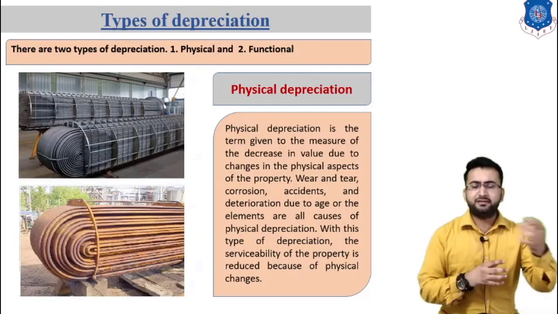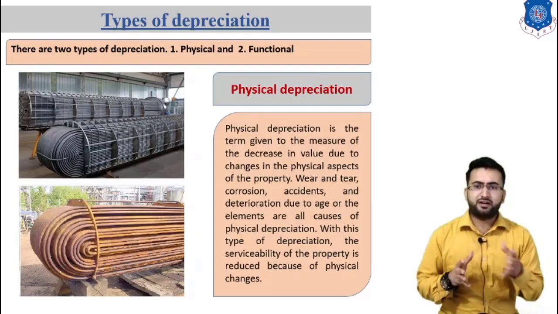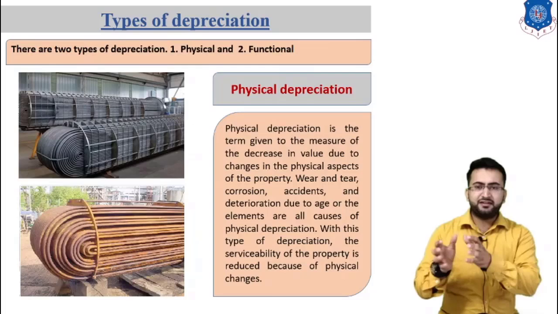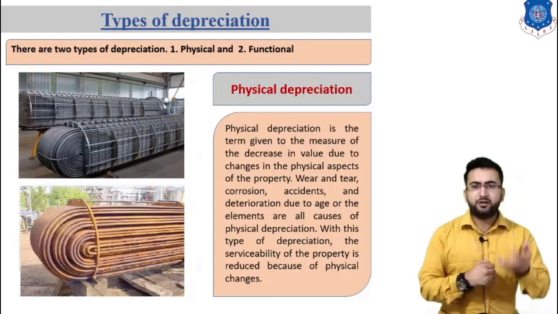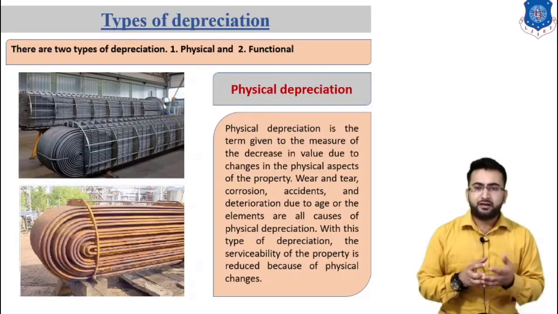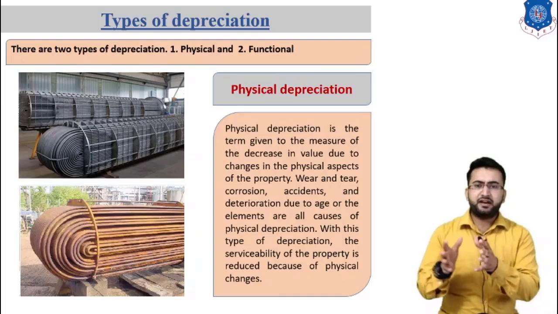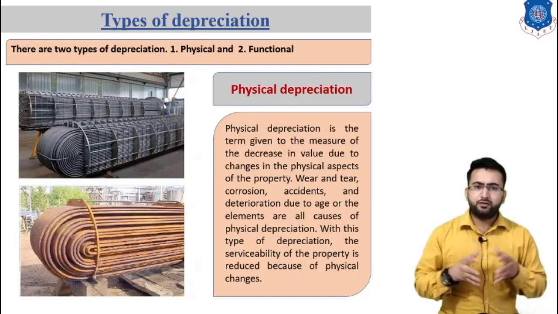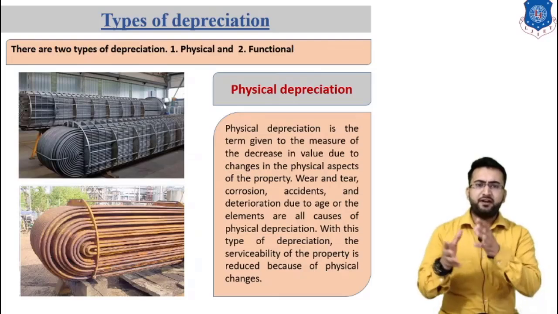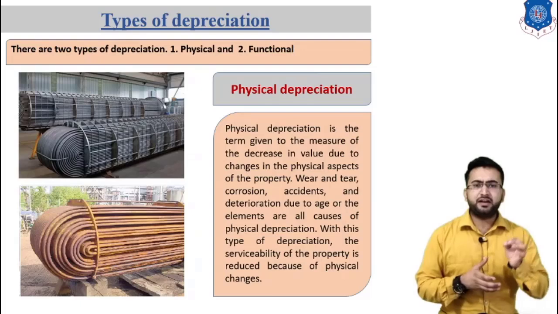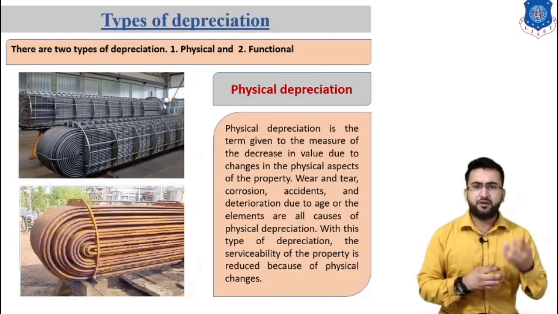That's why we have to sell this heat exchanger, or we can say that there is a physical change in this heat exchanger, a change in its physical characteristics. Due to that, the heat exchanger does not give 100% efficiency, or is not that efficient for the process. So there is a change in physical characteristics due to wear and tear, corrosion, accident, and deterioration. So a change in the price of any product due to a change in its physical characteristics is known as physical depreciation. Let's take one more example.